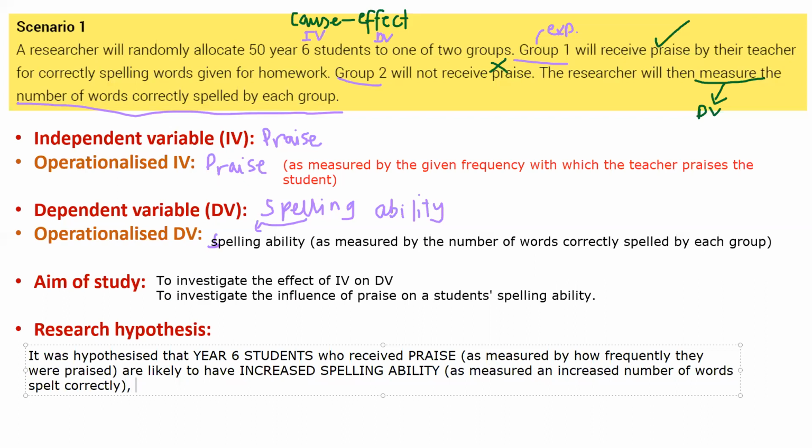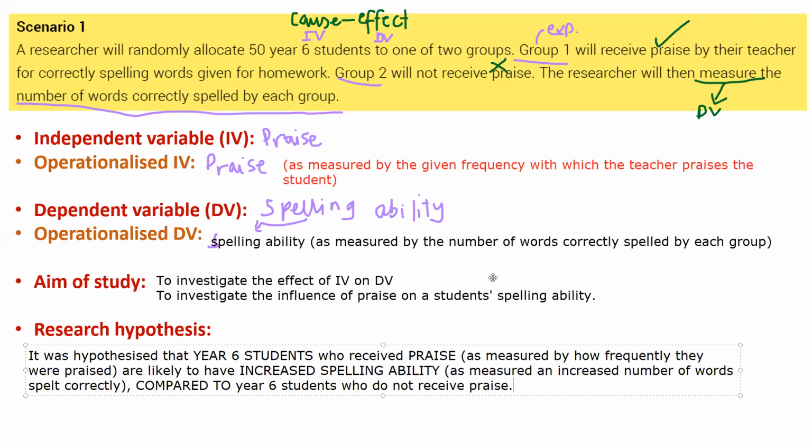And then the last thing we need to include is our control group. That's why the memory tip is IPC. So compared to year 6 students. And remember, the control group is literally the group of the study that don't receive the IV. So who do not receive praise. That's it. That's our research hypothesis.